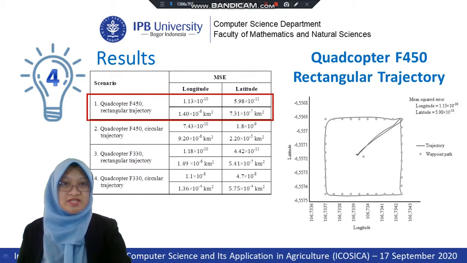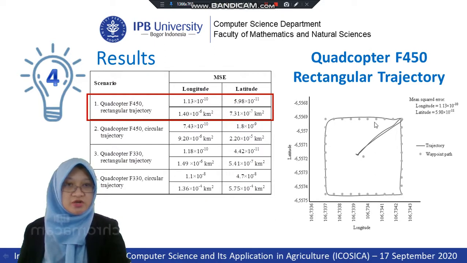So the first flight test is quadcopter F450 with rectangular trajectory. You can see the results from this figure here. The dots show the waypoint path and the lines show the real trajectory of the quadcopter. And you can see that the quadcopter can follow the waypoints successfully with acceptable error value, as you can see here. This is the mean square error value.